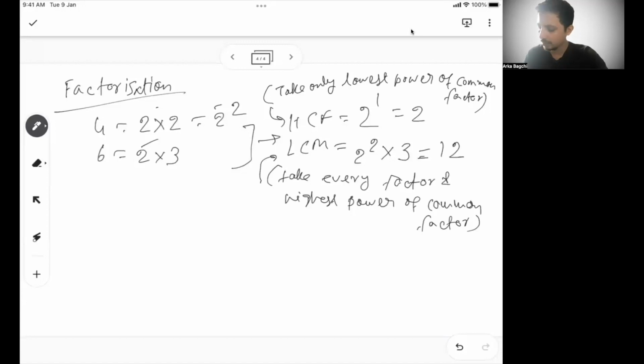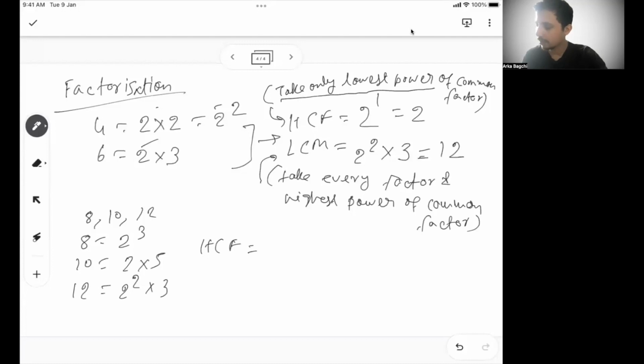Now, if you see, you have 8, 10, and 12, right? So for 8, I can write it as 2 cube. For 10, I can write it as 2 into 5. For 12, I can write it as 2 square into 3, right? Now, your HCF says, take only the lowest power of the common factor. What is the common factor between all these three? 2. What is the lowest power of 2 in all of these 3? That is here, 2 to the power 1. So we will have 2. LCM says, take every factor. What are the different factors?